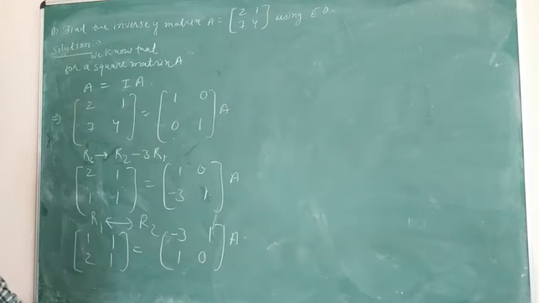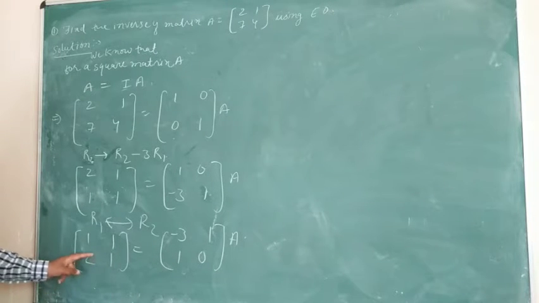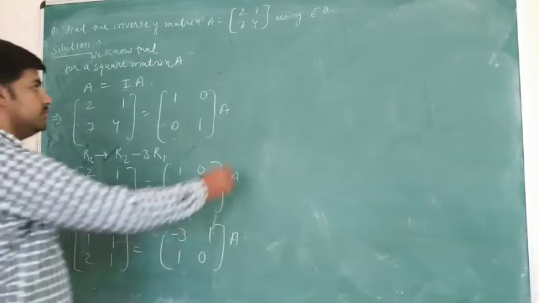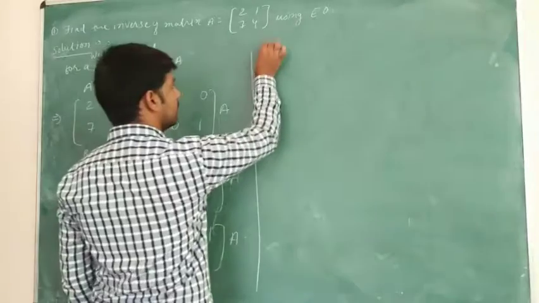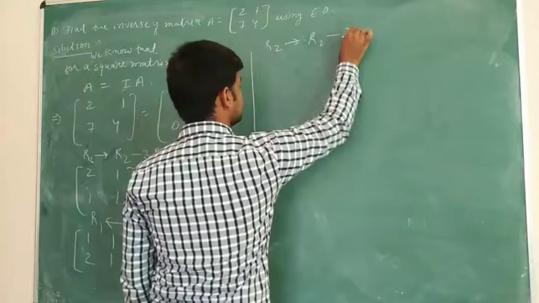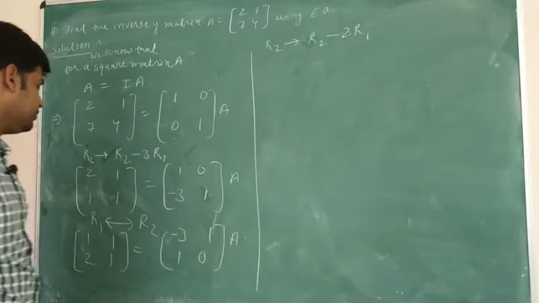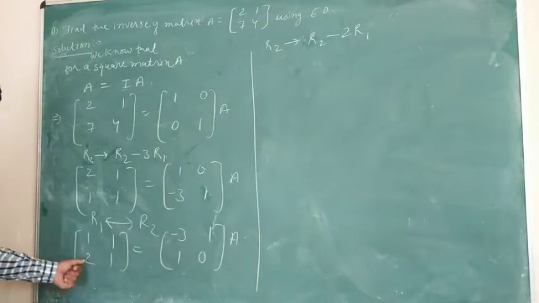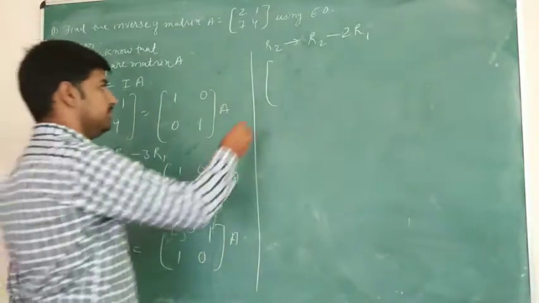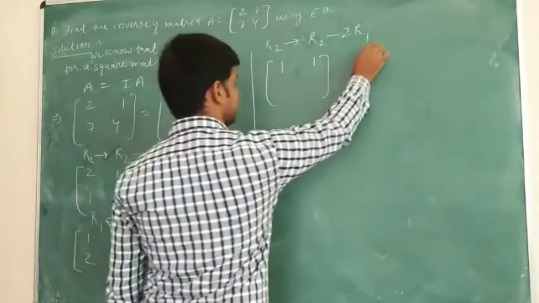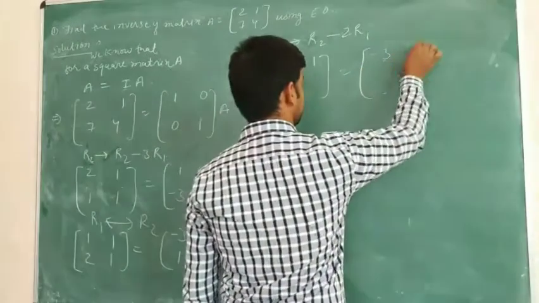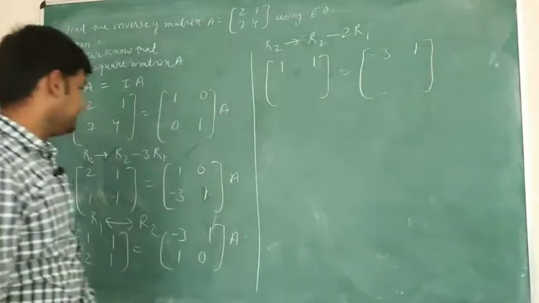Now dear students, we can make this as 0. How can we make this as 0? R2 minus twice of R1. So applying now R2 minus twice of R1. When we apply this R2 minus twice of R1, there will be no change in R1. So R1 as it is. What is R1? 1 1. I am writing it as 1 1. And this side also R1 we have minus 3 1. Minus 3 1. Okay.